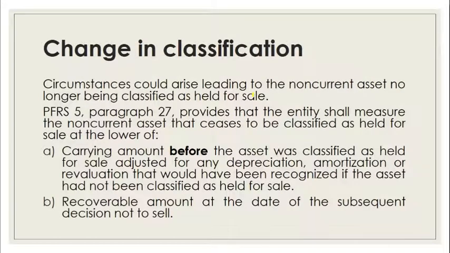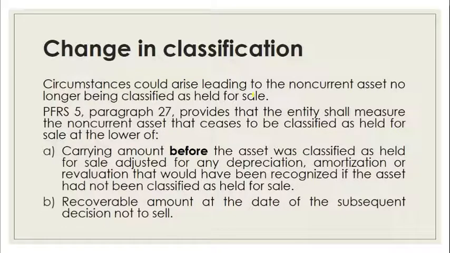Next is change in classification. Circumstances could arise leading to the non-current asset no longer being classified as held for sale. So if earlier it went from non-current, let's say from PPE, to HFS, here it goes from HFS back to a non-current asset.